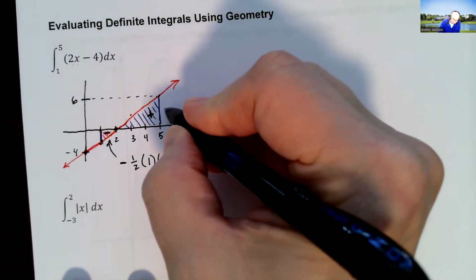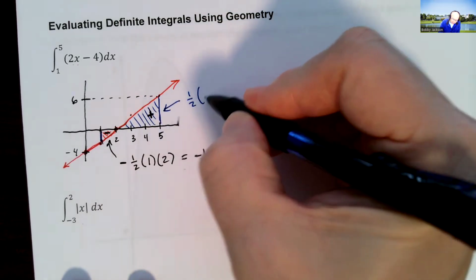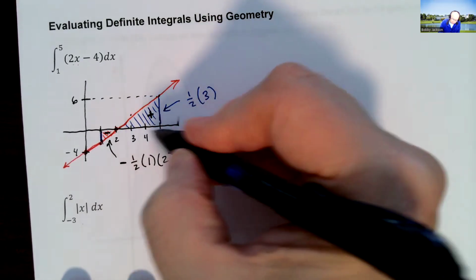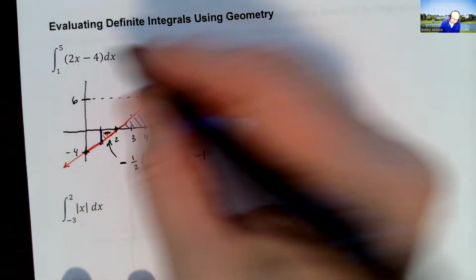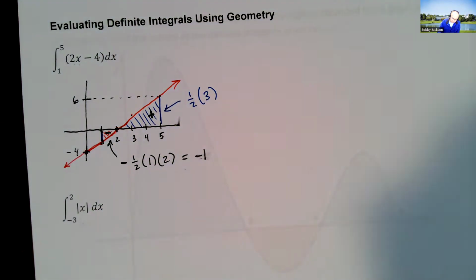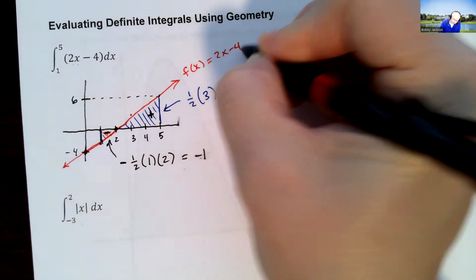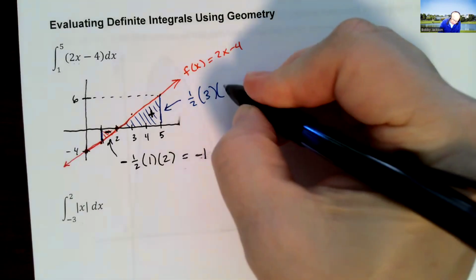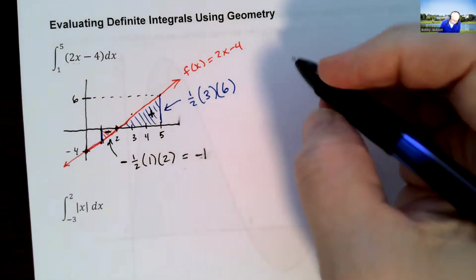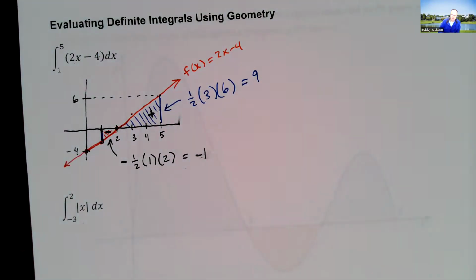And it's a triangle as well, and it's 1/2. The base is from 2 to 5. That's a width of 3. And then remember plugging in 5 into our function. So again, this is the function, 2x minus 4. If I plug in 5, I get 10 minus 4, I get 6 is the height. And so 1/2 times 3 times 6 is equal to 1/2 of 18, which is 9.